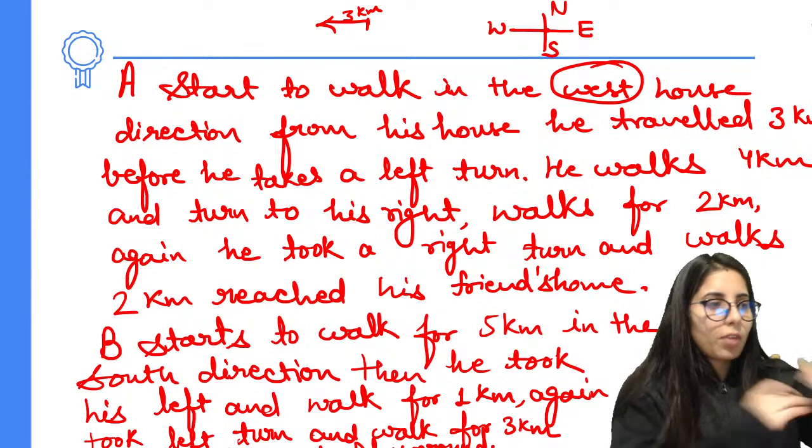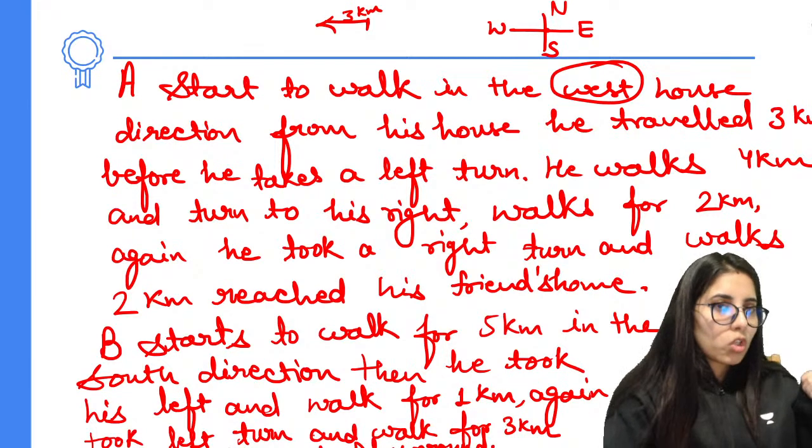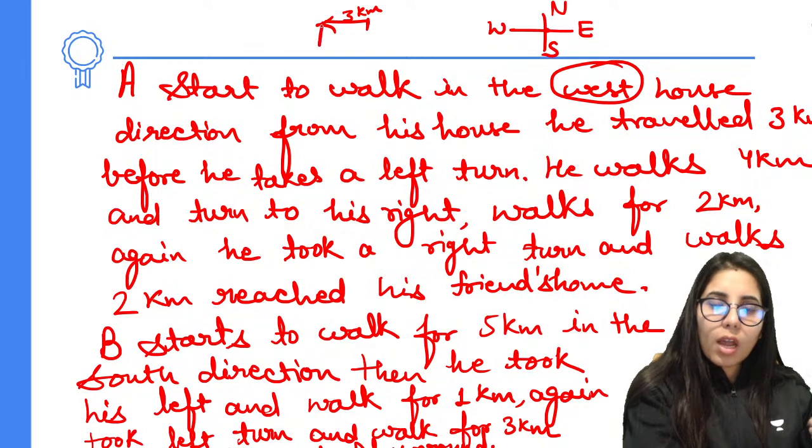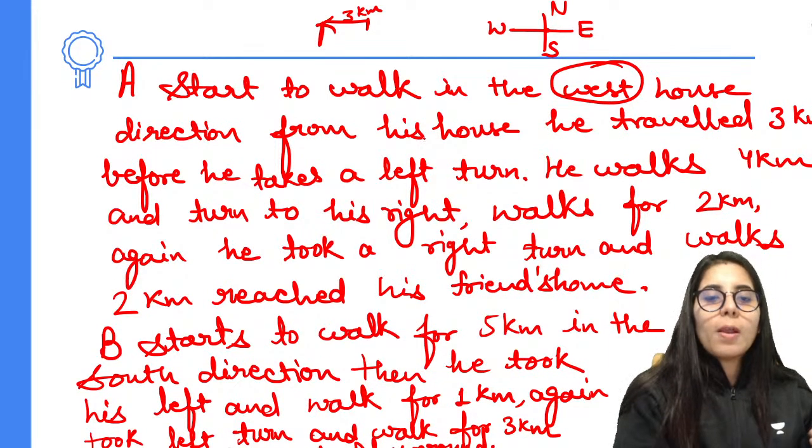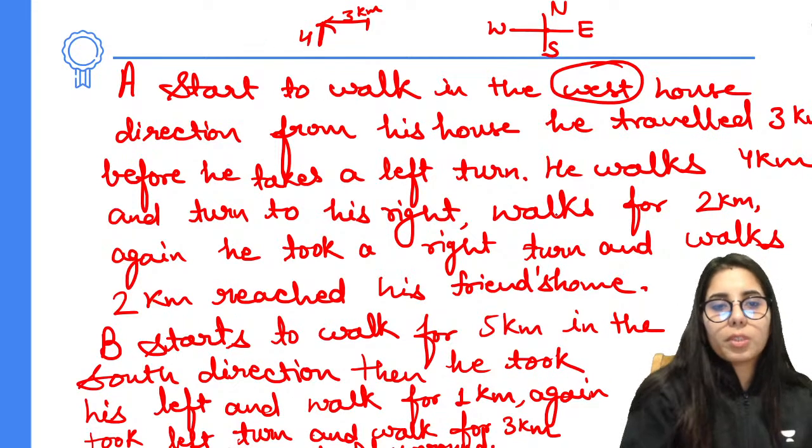This is the left side. We have to see for ourselves. So we will be turning to left after moving 3 kilometers. Okay. And then he walks 4 kilometers. So basically this will be 4 kilometers.